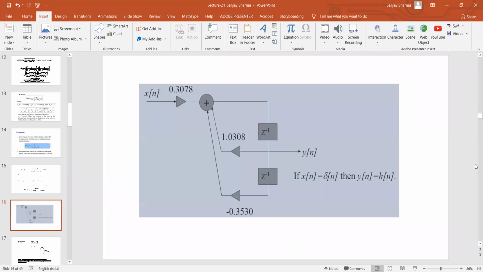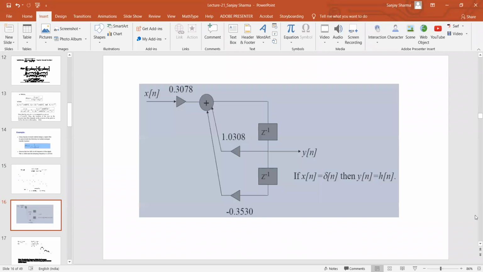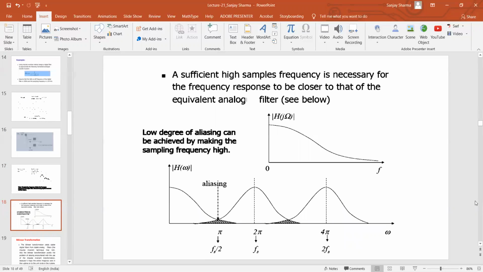Otherwise, in the impulse invariant method, that's the structure we have obtained from this H(z) system function. So we can draw the structure also. The crux of the matter is, this is h(t) given, and we sample it. The problem in the impulse invariant method is that the sampling frequency affects the frequency response of the digital filter, and there is the problem of aliasing. This has to be understood.